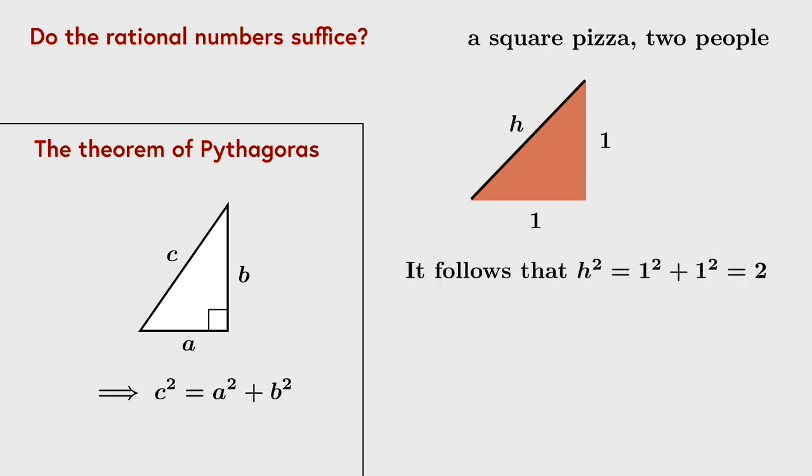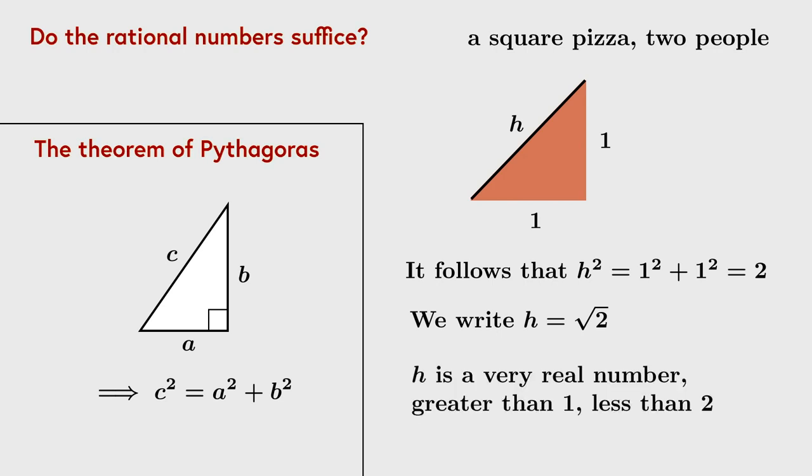That is, h is a number which, when multiplied by itself, gives you 2. We usually summarize that by saying that h is equal to root 2. That's the radical sign that I've put around the 2. Now, h is a very real number. It's easy to see that it's bigger than 1 and less than 2. And the question is: is it a rational number?